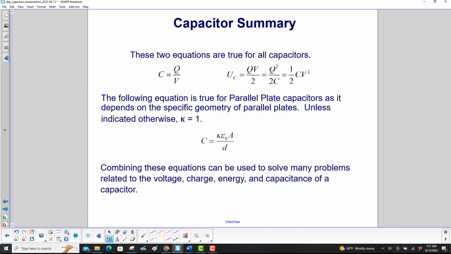These 2 equations are true for all capacitors. We have C is equal to Q over V, and then we have the potential energy, and there's 3 ways to express it: QV over 2, Q squared over 2C, and 1/2 CV squared. The following equation is true for parallel plate capacitors, as it depends on the specific geometry of the parallel plates. Unless indicated otherwise, kappa is equal to 1. Combining these equations can be used to solve many problems related to the voltage, charge, energy, and capacitance of a capacitor.